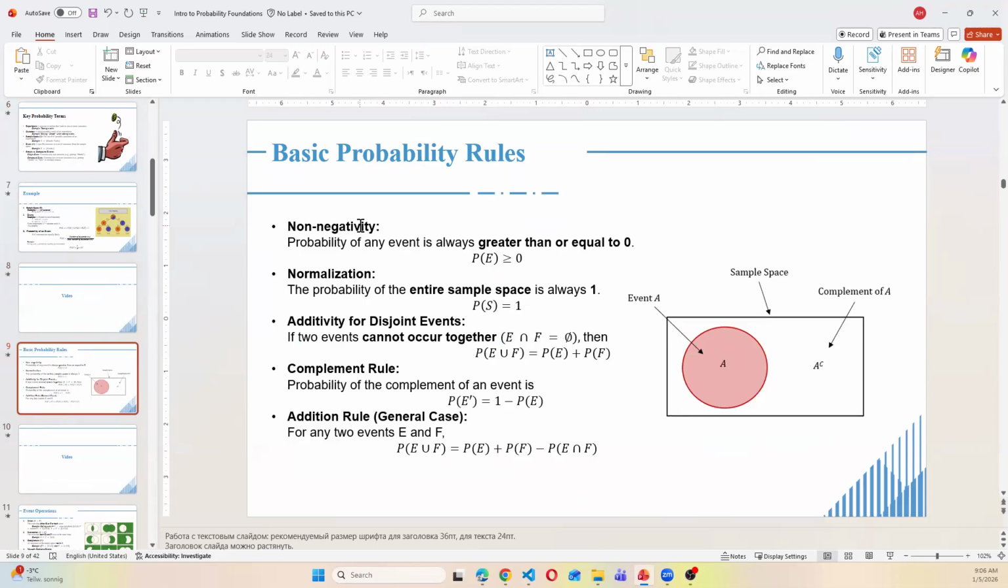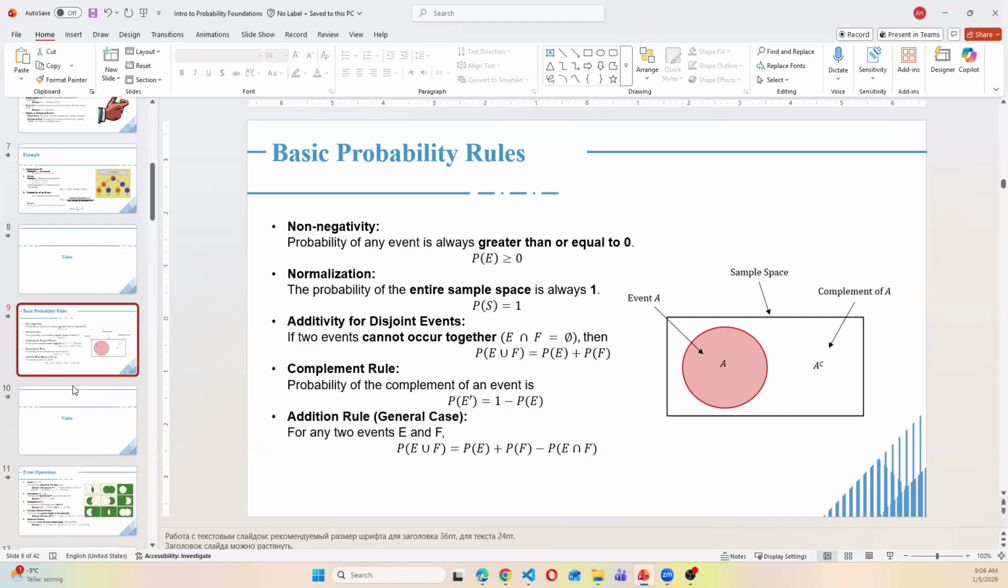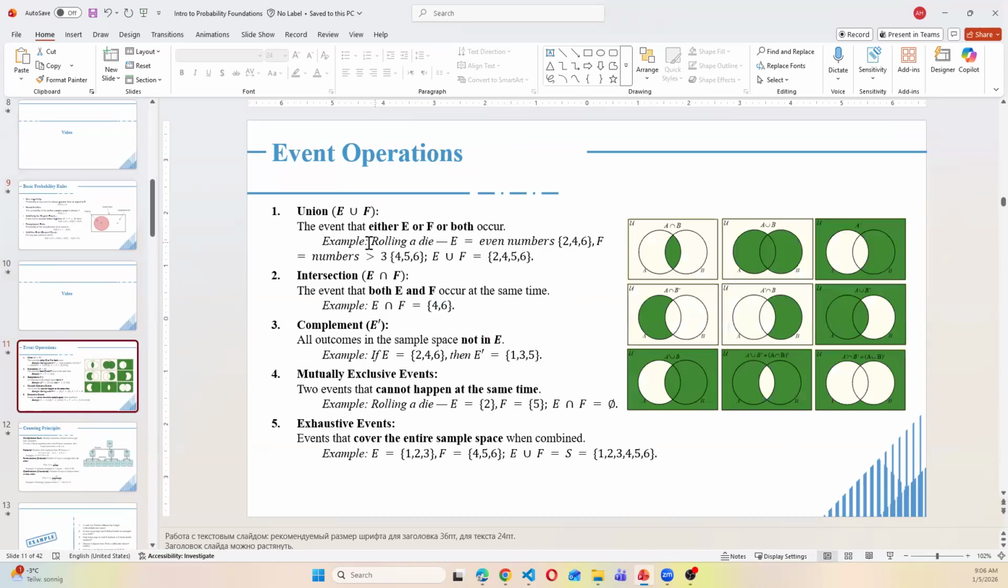So we have non-negativity. It means that probability should always be greater than or equal to zero, and it's between 0 and 1. So our probability cannot be negative. Normalization: it is equal to 1. If you calculate the whole sample space, or the event and its complement, it's always 1. And additivity for disjoint events. We covered these in detail. Then we looked at union, intersection, complement, mutually exclusive events, and exhaustive events.